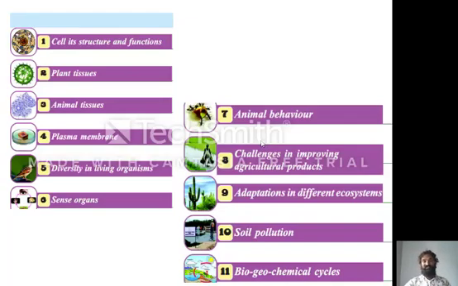That we will discuss in the biogeochemical cycle. Okay, so cell structures and functions, plant tissues, animal tissues, plasma membranes, diversity in living organisms, sense organs, animal behavior, challenges in improving agriculture products, adaptations in different ecosystems, soil pollution, and biogeochemical cycles. So these are the 11 chapters present in our biology syllabus.